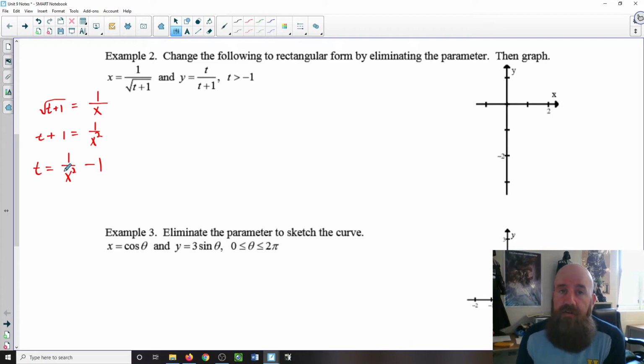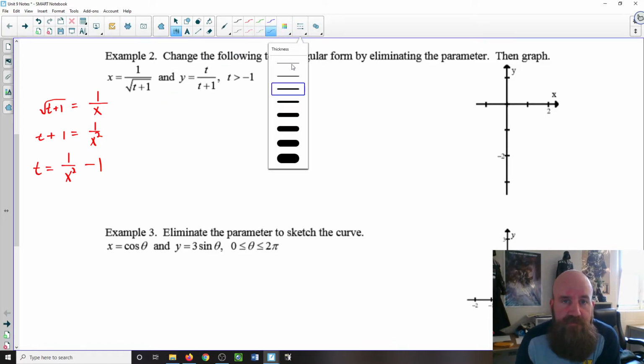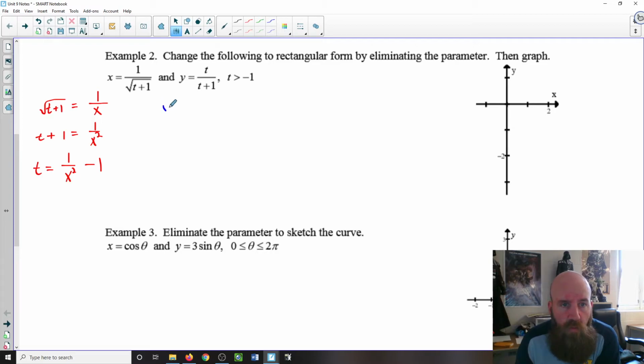So now we have solved for t. So now we can take that and plug it into the other equation. So we're going to go ahead and plug it into the y equation. So we get y equals our t value divided by t plus 1. So we can see how these cancel. This negative 1 and the positive 1 would cancel, and we'd be left with just this.